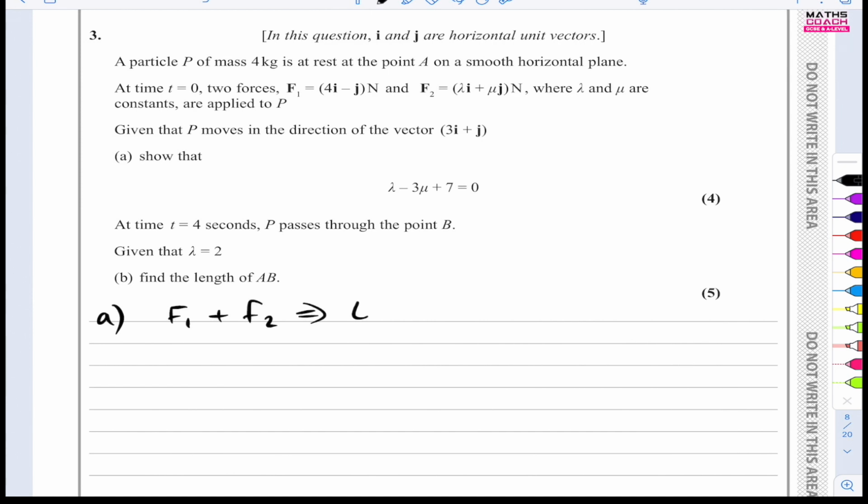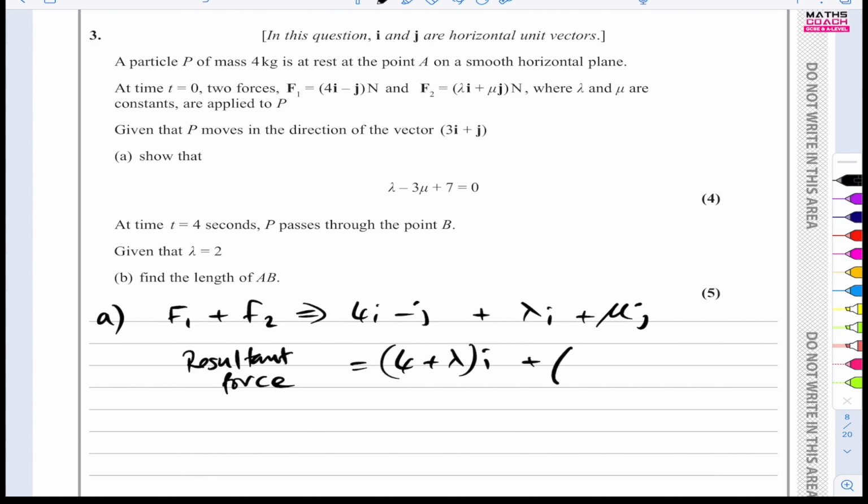So F1 is 4i minus j, plus F2, which is lambda i plus mu j. So if we add all the i's and the j's together, that's our resultant force. So resultant force, and that would be, let's add 4 plus lambda, that's our i, plus mu minus 1, that's our j. Okay, so that's our resultant force, our expression.